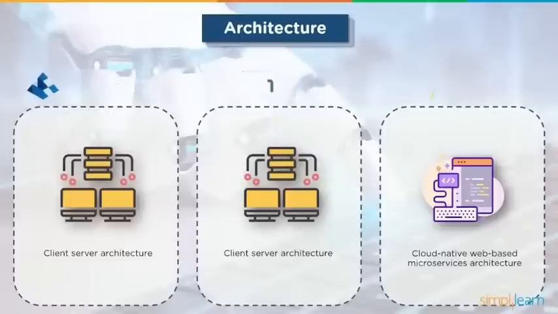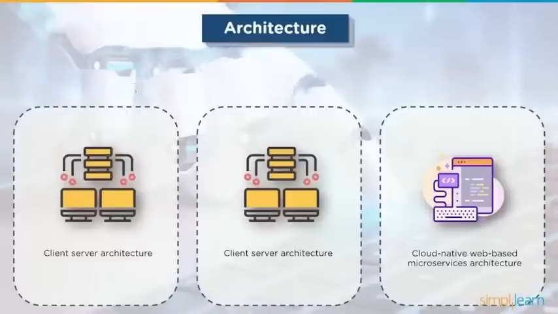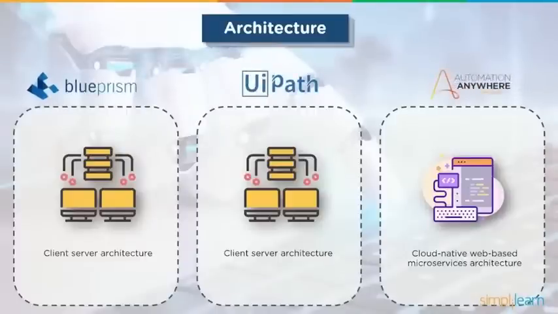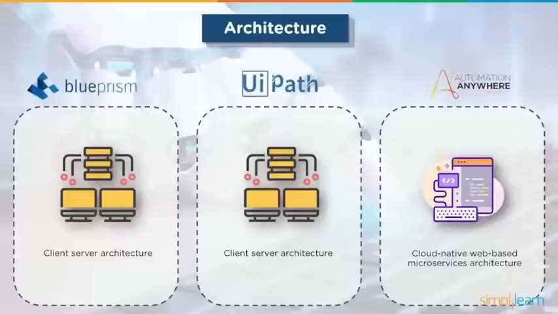Now, Blue Prism and UiPath both incorporate a client-server architecture. Automation Anywhere incorporates a cloud-native web-based microservices architecture. It is the only platform that provides a complete digital worker solution on the web. Users with any skill level can instantly start building robots on a browser without any heavy installation.